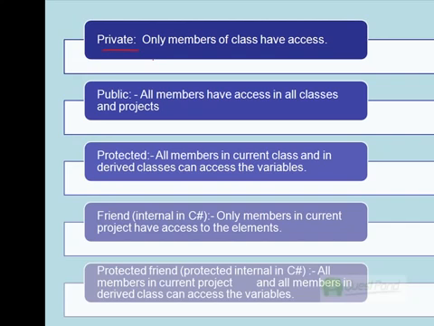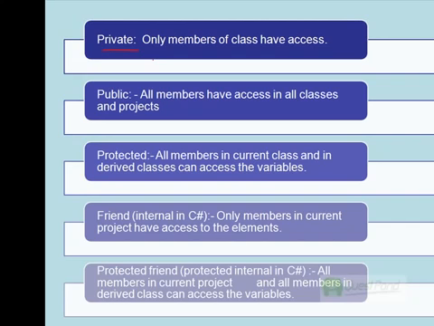The third one is protected. When you define a function as protected, or when you define a property as protected, only the derived classes can access those variables, functions, or properties. Internal means only members in the current project have access to the elements. In other words, whatever physical project, the .csproj file or the .vb project file you have made, only members in the current project can have access to the elements.